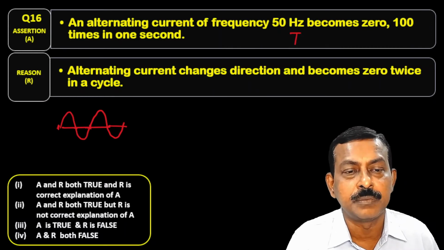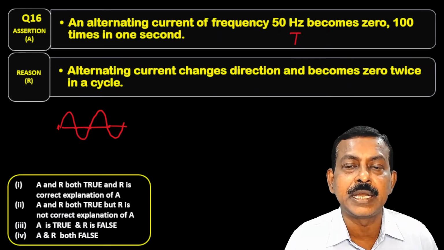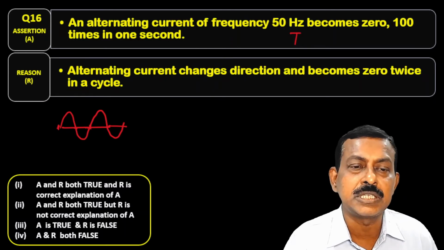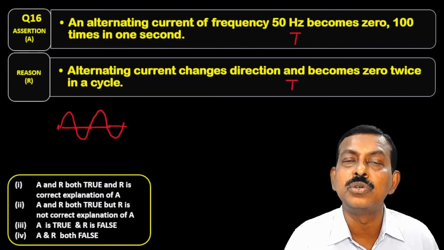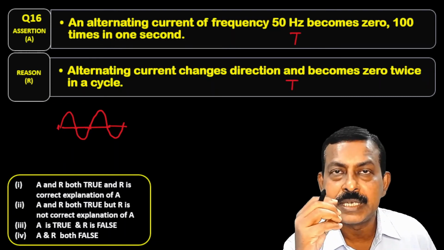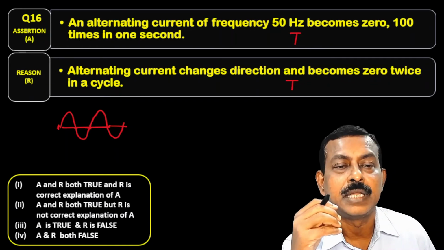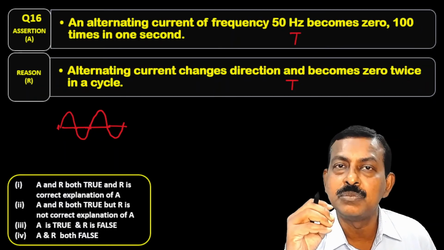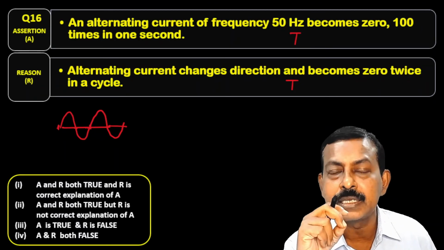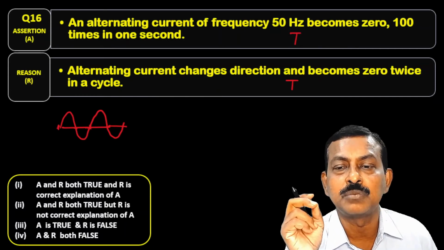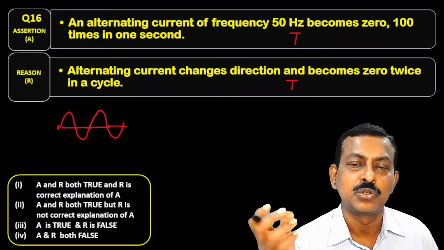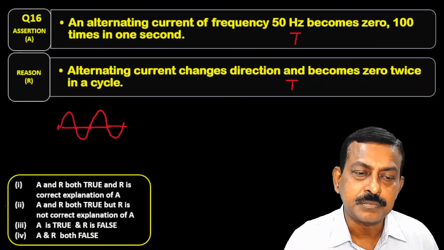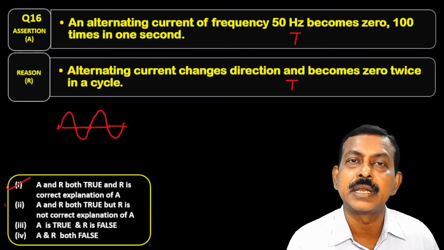And let's take now the reason part. Alternating current changes direction and becomes 0 twice in 1 cycle. That is what we have just discussed. So this is also true. Now let's take the assertion and reason together: an alternating current of frequency 50 Hz becomes 0 100 times in 1 second because alternating current changes direction and becomes 0 twice in a cycle. So it is explaining properly why it should be 100 times in 1 second. So that means the first one is the correct option.